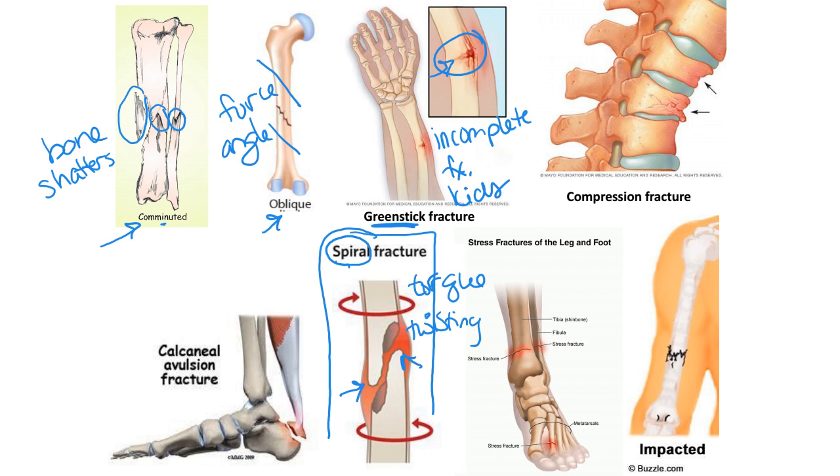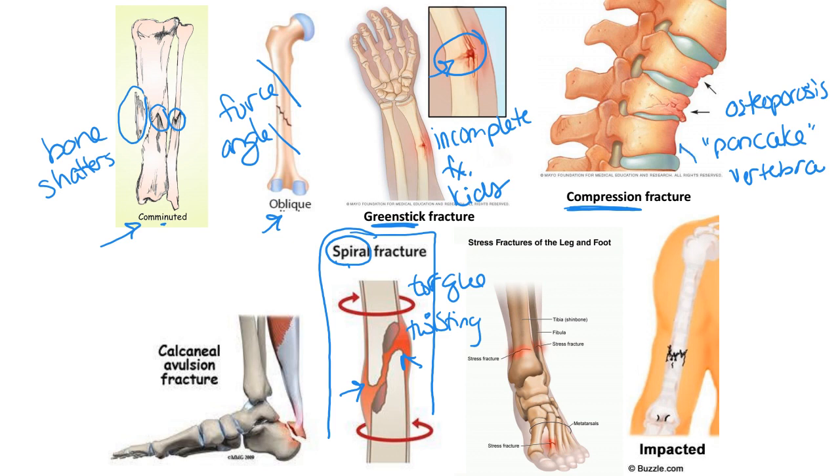Our fourth fracture across the top here is this compression fracture. This is a common fracture due to osteoporosis, and we'll look at that in just a second. Sometimes you get what's called a pancake vertebrae. These are common in the spine, and essentially what happens is what you see happening here.